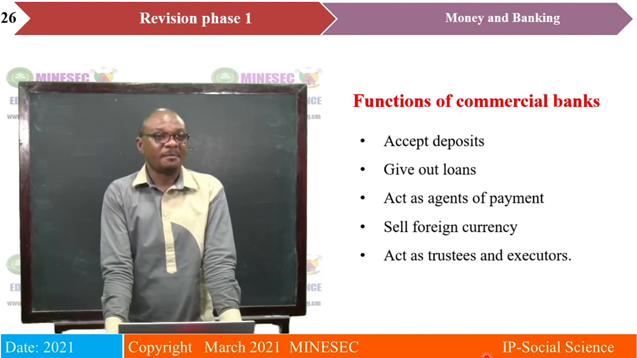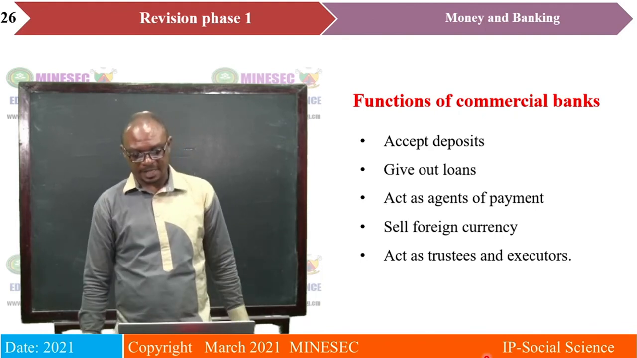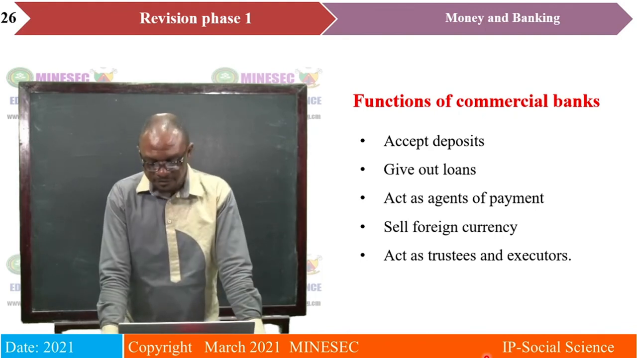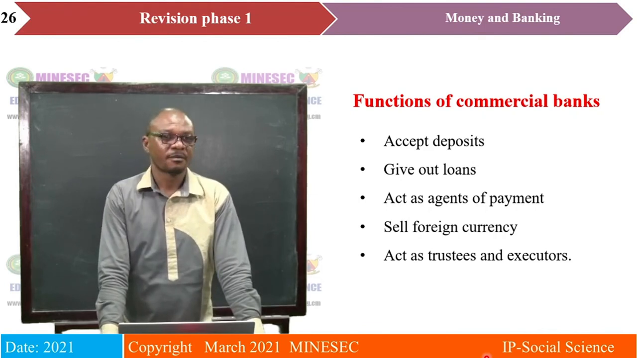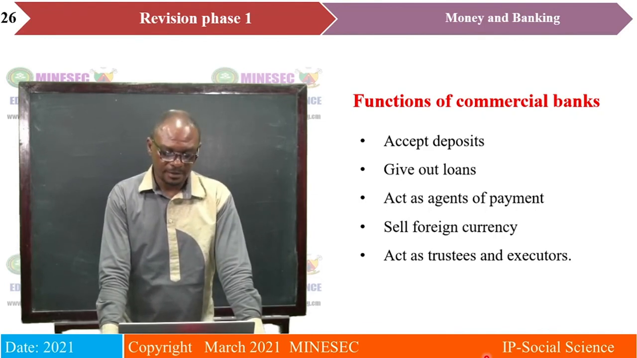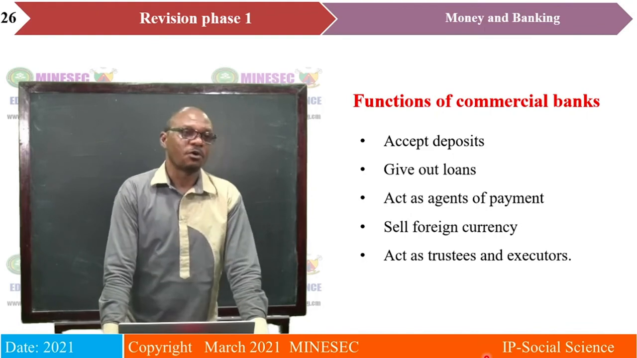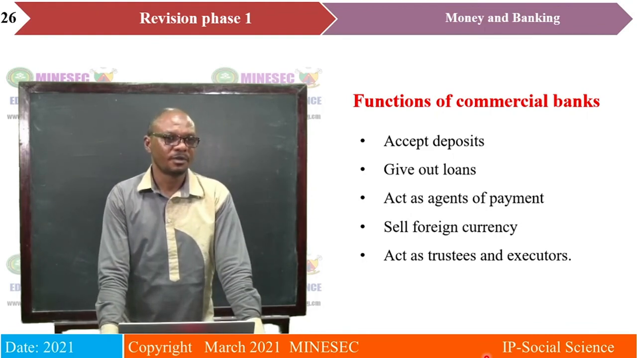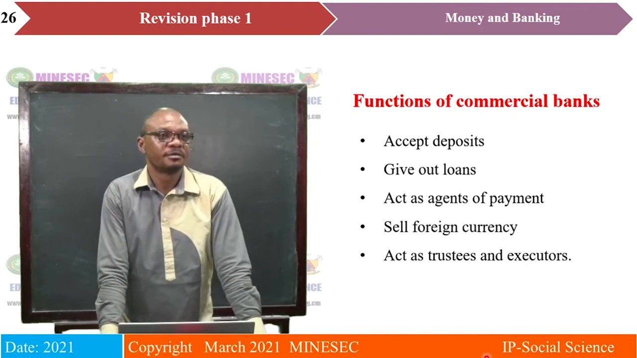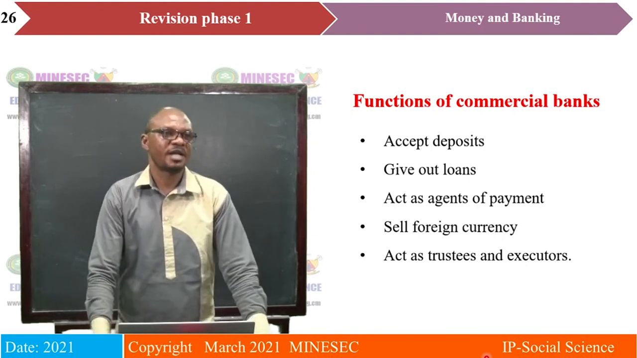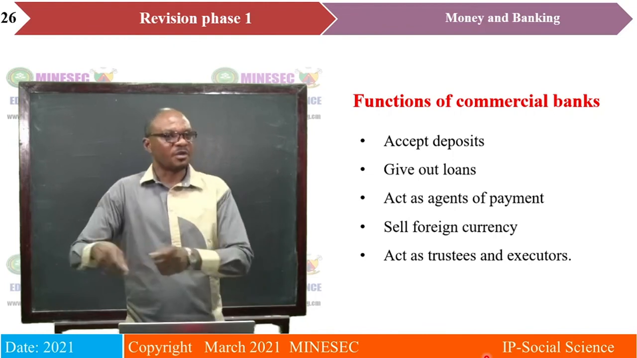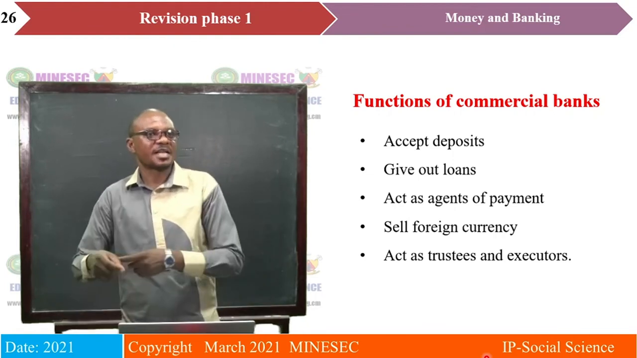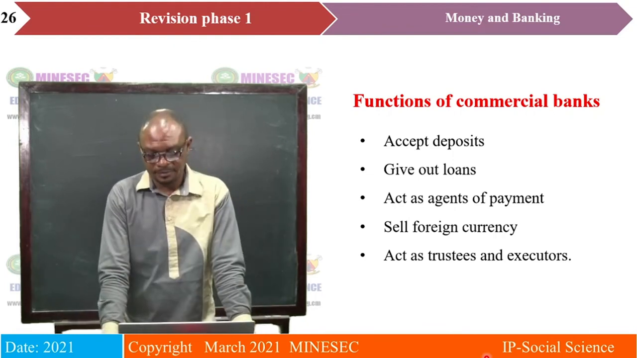And then the third main function of commercial banks is that they act as agents of payments. Commercial banks make payments on behalf of their customers. They pay civil servants on behalf of the government. So when they are paying civil servants on behalf of the government, they are acting as an agent of payment.